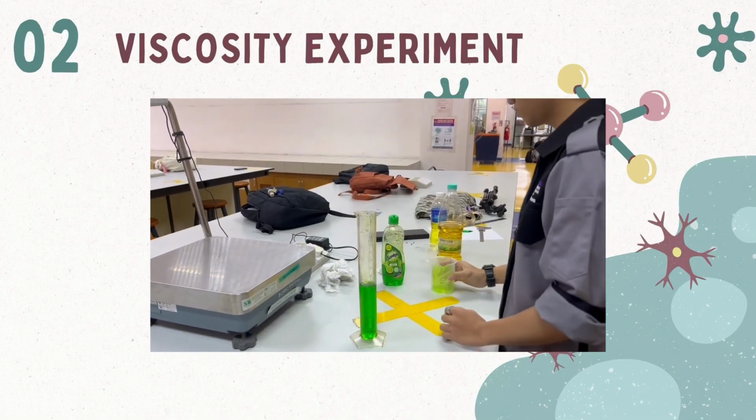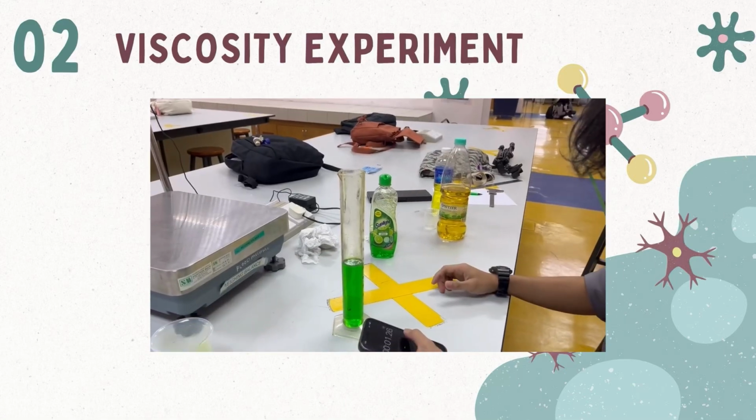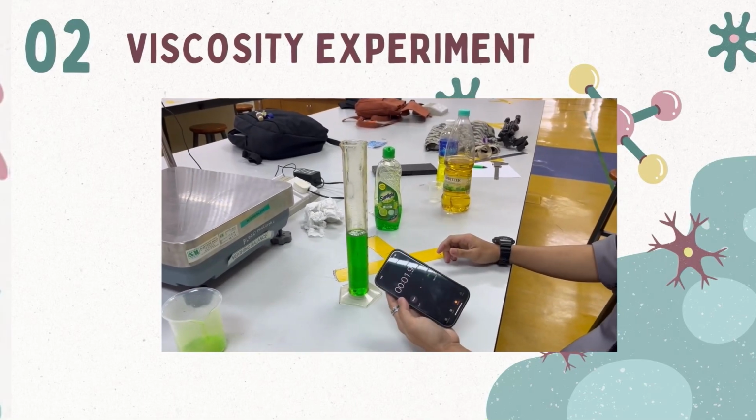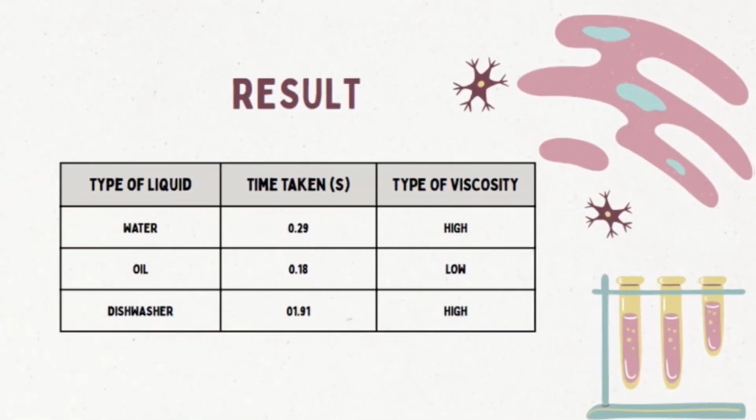As seen here, the ball moves slower than both water and oil, indicating a higher viscosity. These are the results of the viscosity experiment. As we can see, water and dishwasher liquid have the higher viscosity, with the times taken being 0.29 seconds and 1.91 seconds, compared to oil, which is 0.18 seconds.